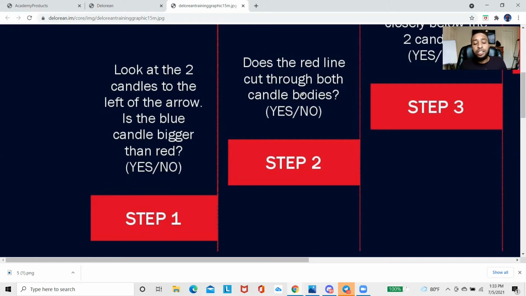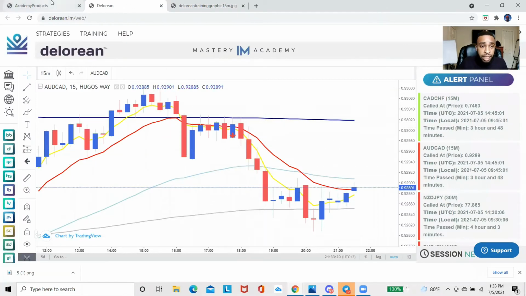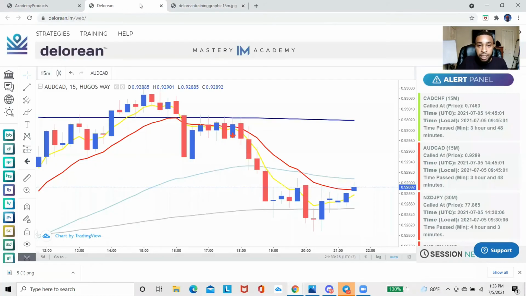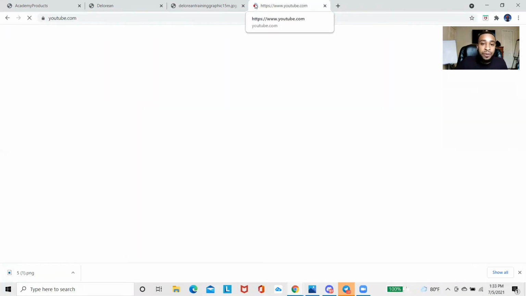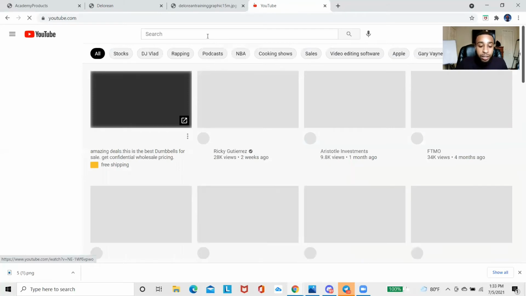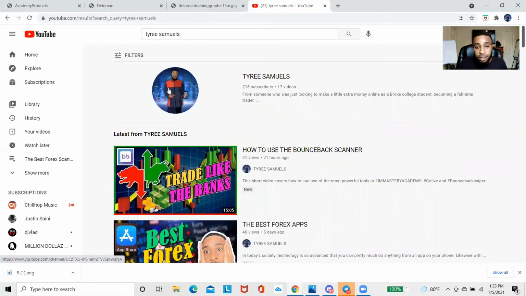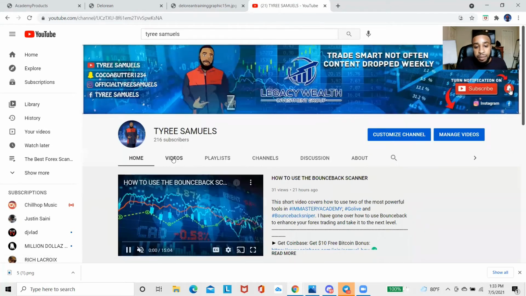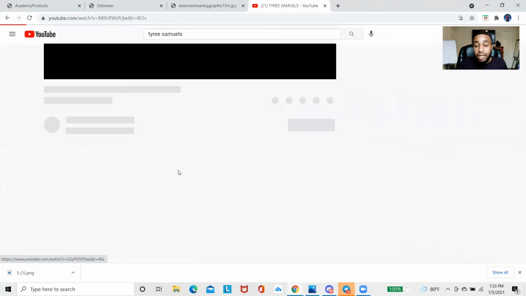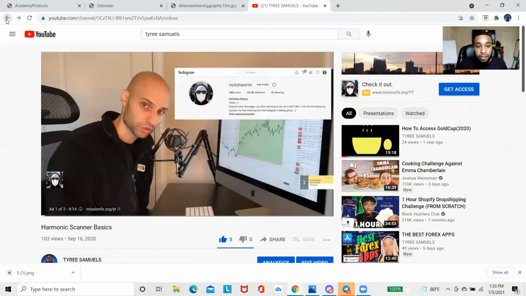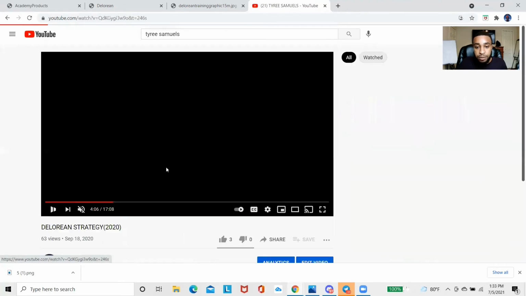But first question, if I look at the 2 candles to the left of the arrow, is the blue candle bigger than the red? Now, that's going to be a very, very important question. If you guys are not familiar with what an engulfing candle is, okay? Damn, I actually accidentally got rid of the YouTube video. An engulfing candle is a formation that the DeLorean strategy is pretty much created off of. So an engulfing candle is whenever you have one candle engulfing the body of the other candle.